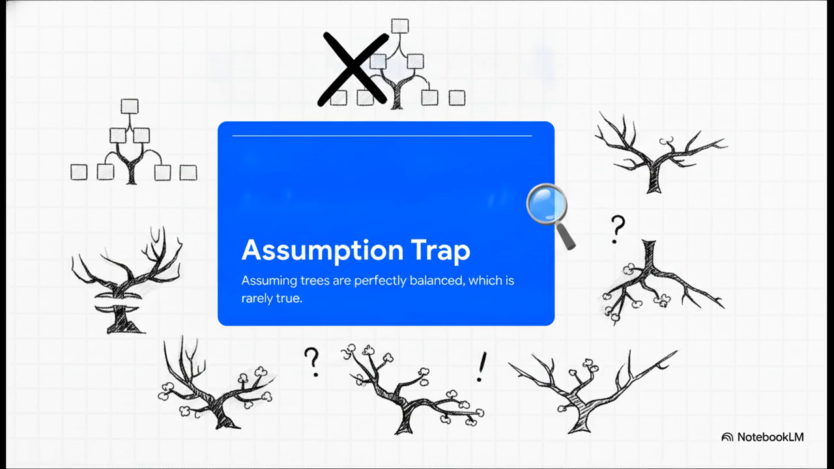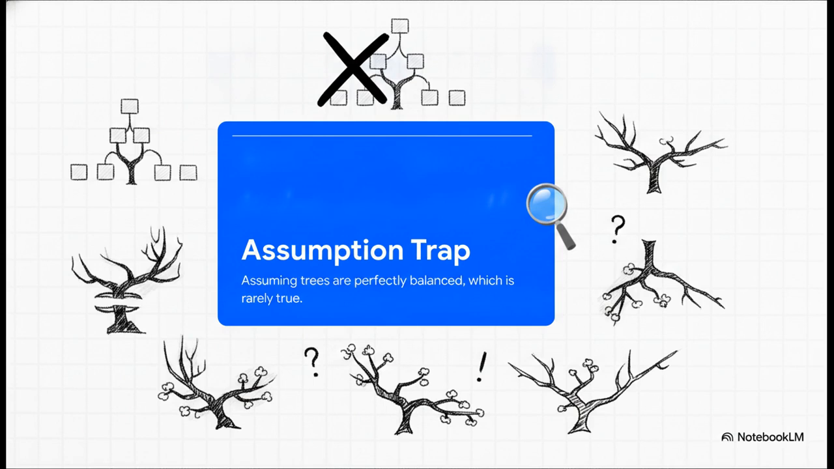And bam, this brings us right to a major trap, assuming all trees are perfectly balanced or full. The mentee admits they totally fell for it. Catching this assumption trap early on is absolutely vital, because let's be real, LeetCode trees and actual real-world data structures are almost never guaranteed to be perfectly balanced.